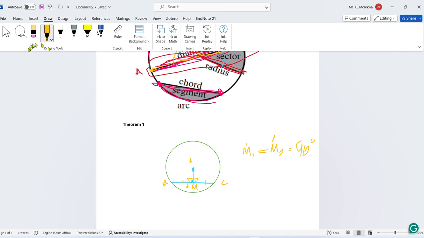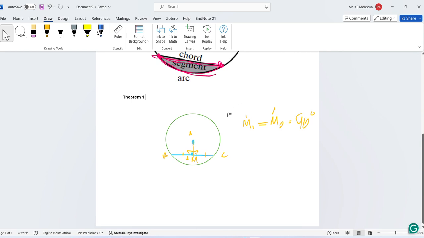I'll look for the reasons, because the department uses specific reasons for these theorems. For theorem 1, they state the reason accordingly. You need to state the reason as it is, only the reason, but you know that the whole statement stays: the line segment joining the center of the circle to the midpoint of the chord is perpendicular to the chord. So this is theorem number 1, and you know that this angle is 90 degrees, this angle is 90 degrees.